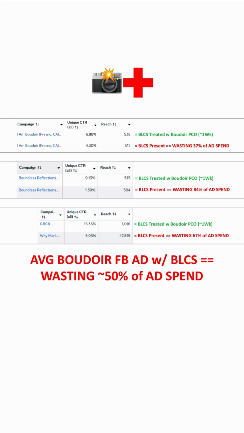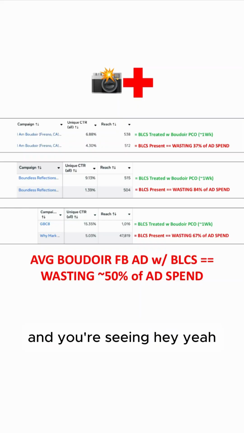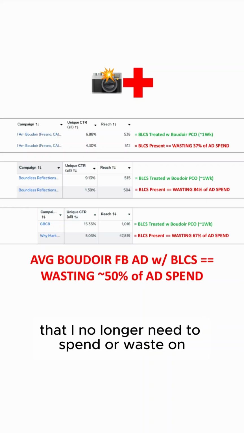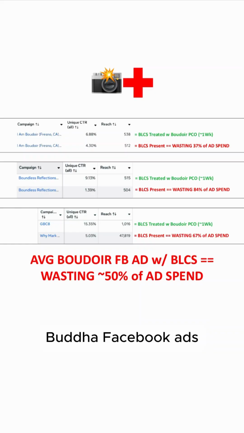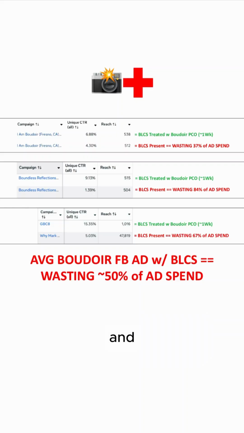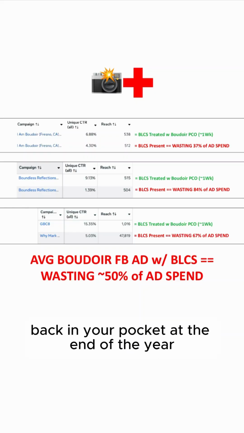And now you're seeing what Boudoir Pico has done for the other Boudoir Facebook ads, and you're saying, hey, yeah, this could save, put approximately 5K back in my pocket, $5,000 every single month that I no longer need to spend or waste on Boudoir Facebook ads. That was 100% being wasted, given to the Zuck. And so you're liking that because that puts approximately 60K back in your pocket at the end of the year.